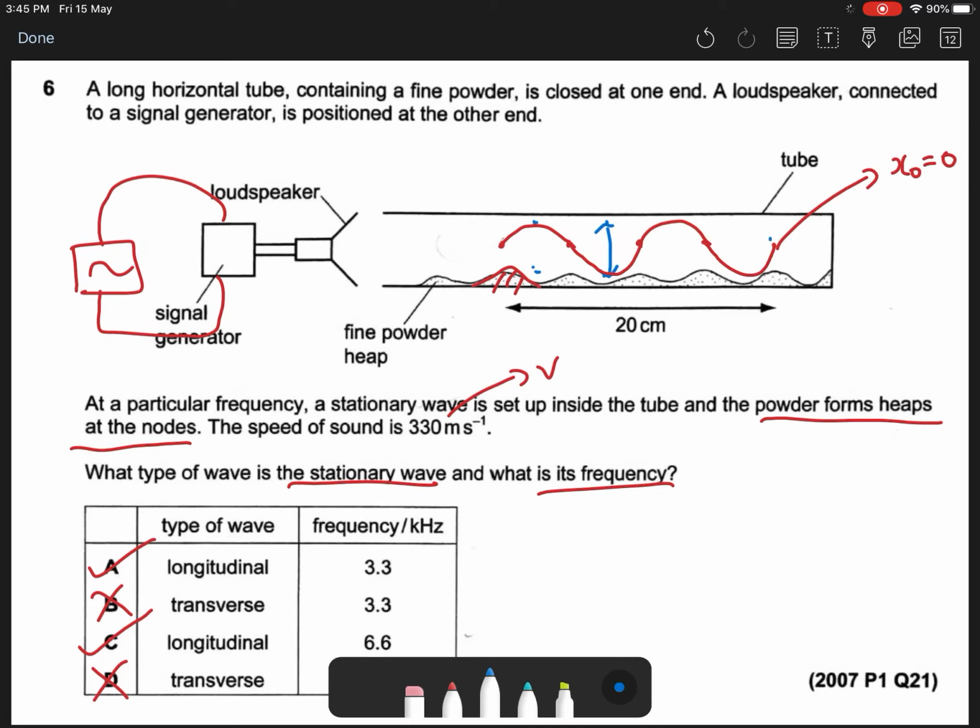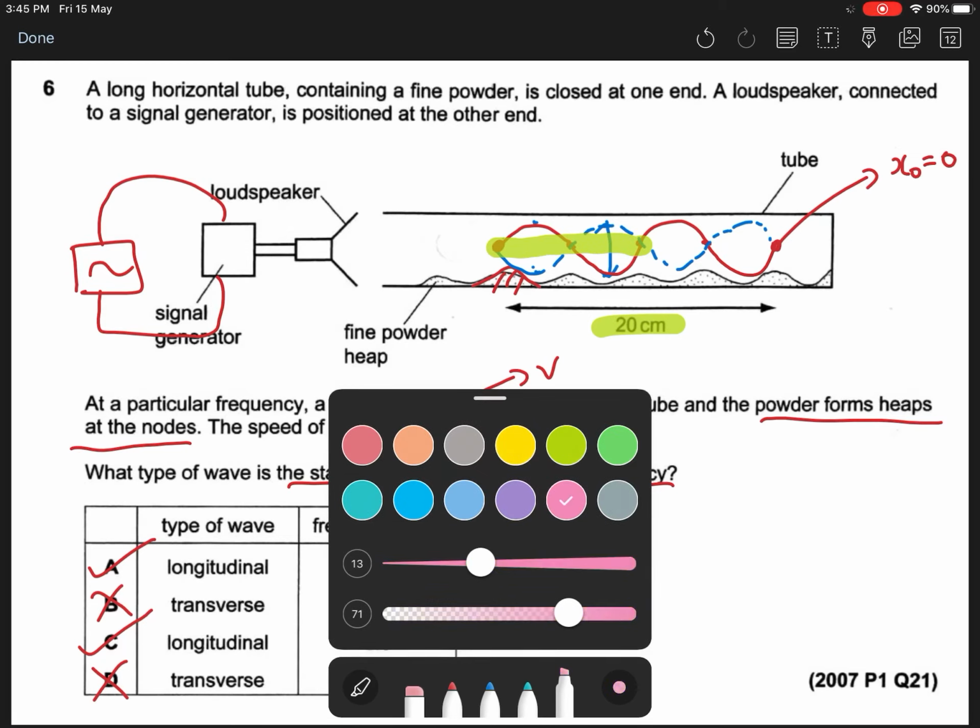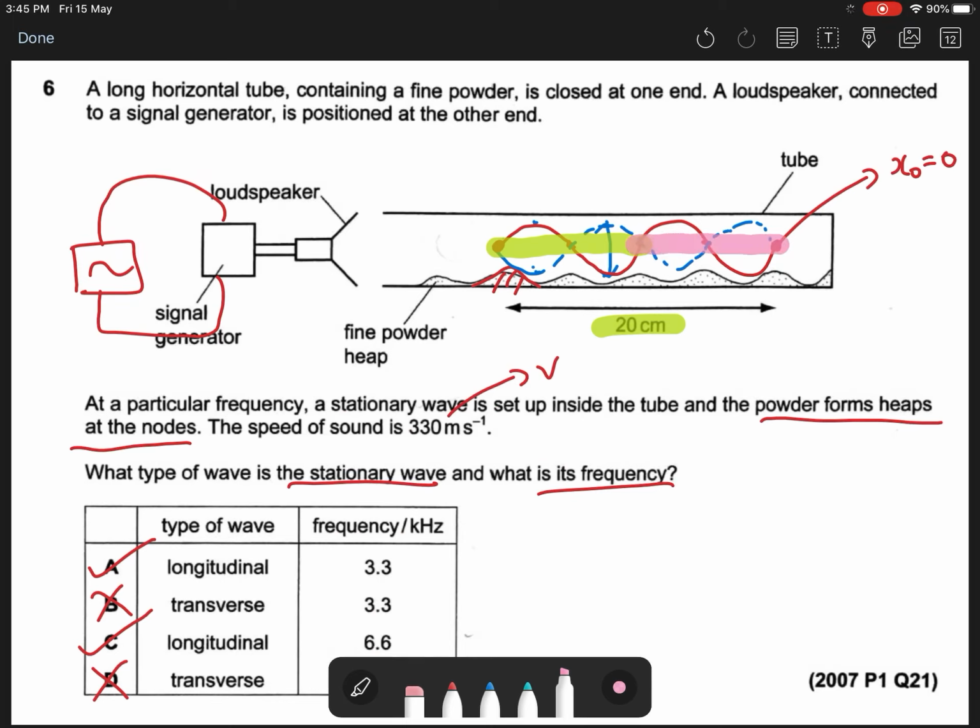Okay, so remember to draw your reflected wave, okay. So from my first node to my last node is 20 centimeter. So what is my wavelength? So my stationary wave has two wavelengths, right? So the first wavelength is from here to here, okay? The second wavelength is from here to the last point, okay? So what is my wavelength?